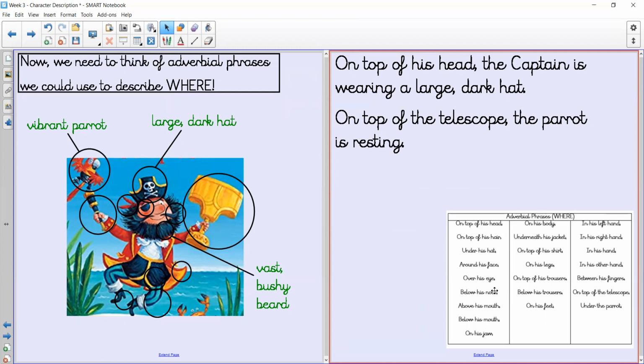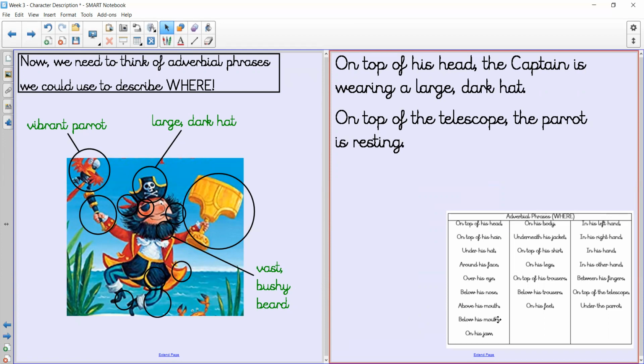So let me have a look at his head. So is it on top of his head? No, the beard's not on top of his head. Is it under his hat? No. Oh, it's around his face. Around his face, the captain has a vast bushy beard. That would work. Where else could I use? Oh, below his nose. I can see that this beard is below his nose. I could say below his nose, the pirate has a vast bushy beard.